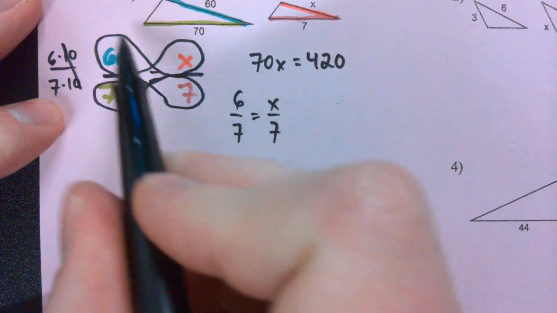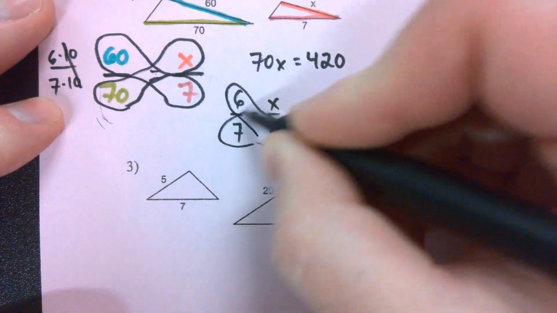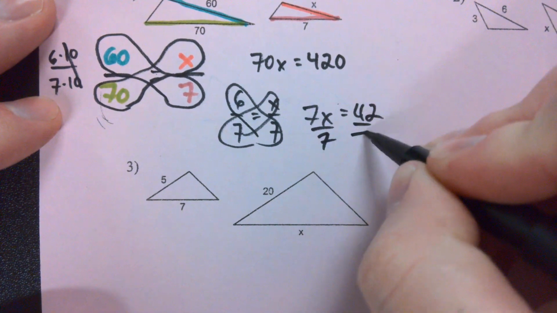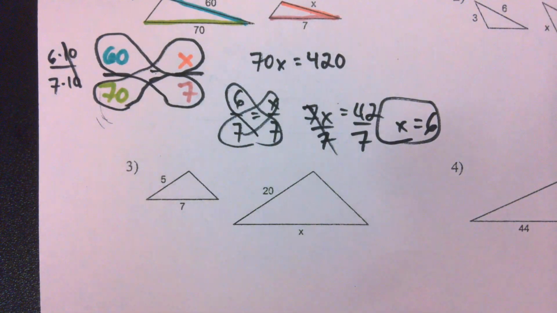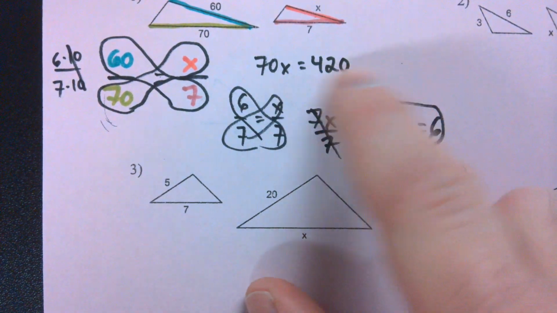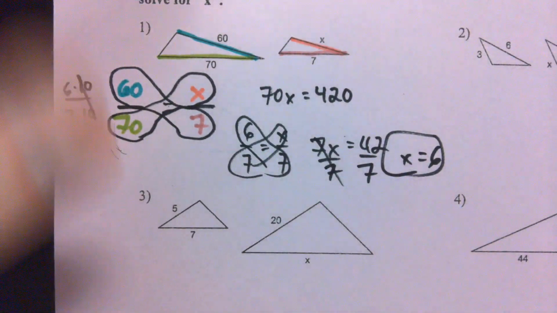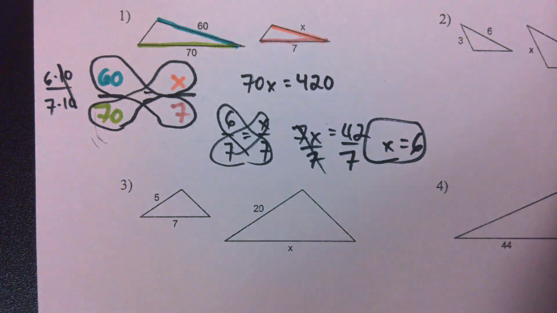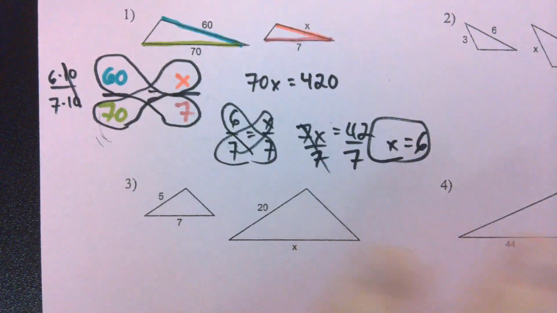All I did was simplify my larger proportion to get 6 over 7. Now when I cross multiply, I get 7x equals 42. I can easily divide that by 7 to get x equals 6. Now you would have got x equals 6 by dividing 420 by 70. But it's a lot easier if we break that fraction down first. It's not something you always have to do. It's not something you have to do at all. Again, if you have a calculator and you'd rather use that, you can. Just a little trick to make your life easier if you want to make your life easier.